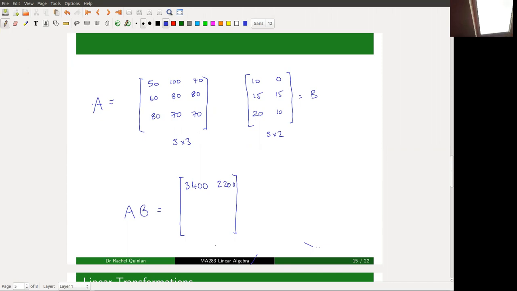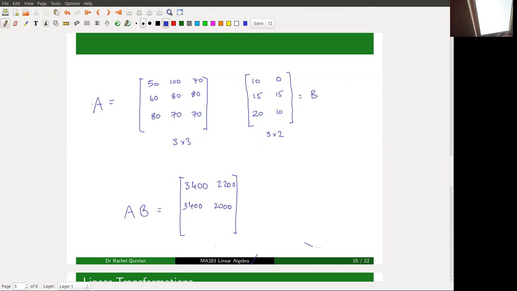In the second row, we've got entries of row 2 of A combined with the two columns of B. So we've got 600 times 10, plus 80 times 15, that's 600 plus 1200, plus 80 times 20, that is 1600. So we've got 3400 in total again. In the second entry of row 2, we've got 60 times 0, plus 80 times 15, that's 1200, plus 80 times 10, that's 800, so 2000 in total.